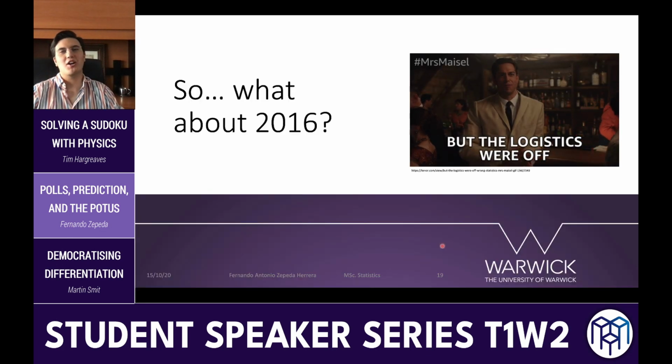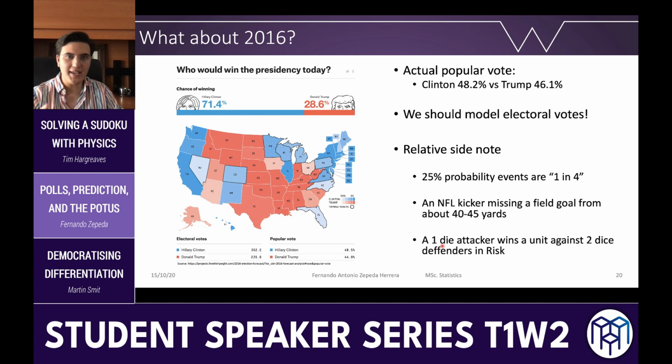And at this point, it's important to talk about, okay, but what about 2016? And pardon the pun, the logistics were off in 2016. Well, let's take a closer look. First, the actual result of the popular vote was Clinton 48.2. And for example, Nate Silver's 538 model, his last prediction was 48.5, which is pretty close. But the thing here is that popular vote is not the rule of the game. We should model electoral votes, not popular votes.